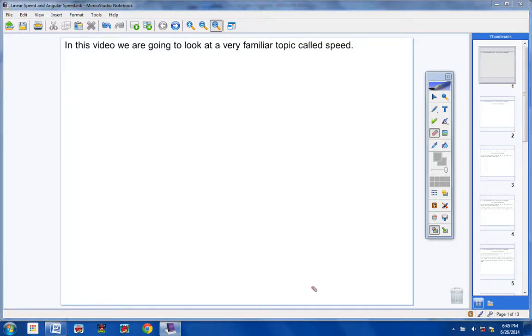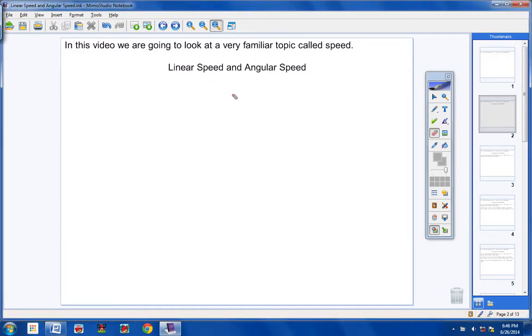Okay, pre-cal students, in this video, we are going to be looking at a very familiar topic called speed. We're all very familiar with that topic, and so let's go ahead and jump right into this. Your heading for today is linear speed and angular speed. Later on, I'll be explaining what angular speed is, but for right now, your heading is linear speed and angular speed.